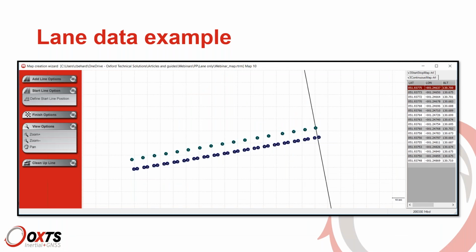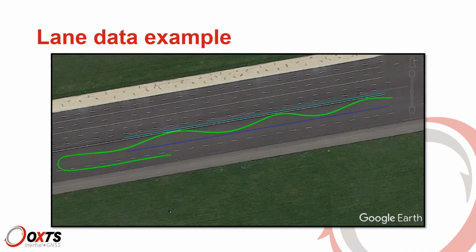And this is an example of the map file used. Just 2 lines surveyed to create a lane with a start line on the far right. And then this is what it looks like when you export the map and the position trace of the RT into Google Earth. So you can see the slalom is just going to be performed between the 2 lane lines.